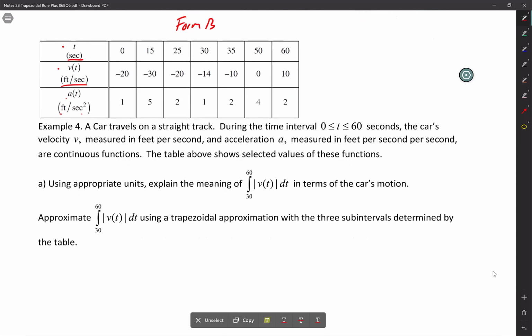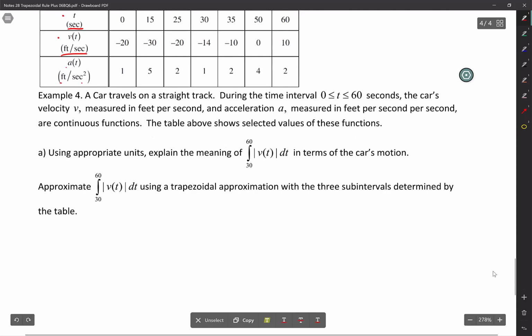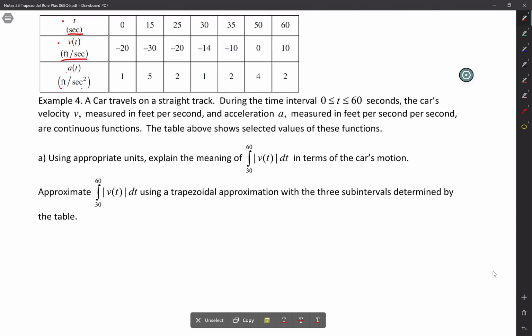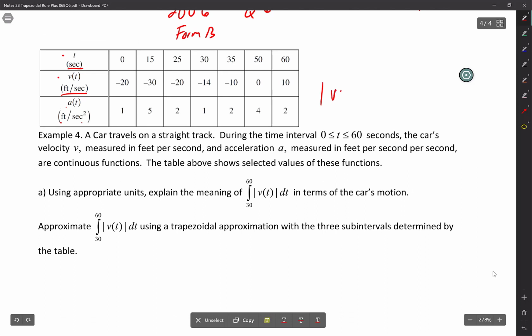A car travels on a straight track. During the time interval 0 to 60 seconds, the car's velocity v, measured in feet per second, and acceleration a, measured in feet per second squared, are continuous functions. The table above shows selected values of these functions. Using appropriate units, explain the meaning of the integral of the absolute value of v of t dt in terms of the car's motion. Before we get started, I hope you remember that the absolute value of velocity, by itself, is speed.